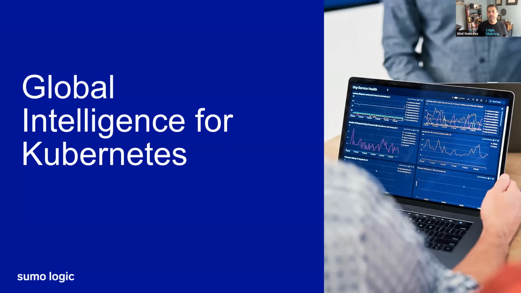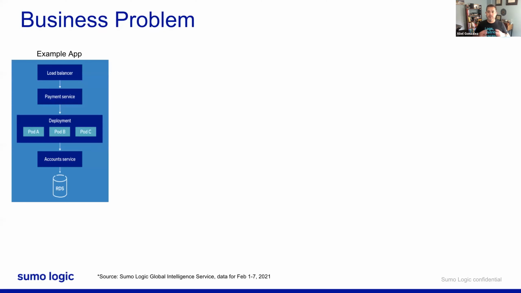So with this, Sumo Logic has the Global Intelligence service. And this, we're going to focus on Global Intelligence for Kubernetes. However, this is available for all different applications, such as Nginx, Apache, and it allows you to really benchmark your deployment. And taking advantage of this multi-tenant application, let's look at this business problem around Kubernetes.